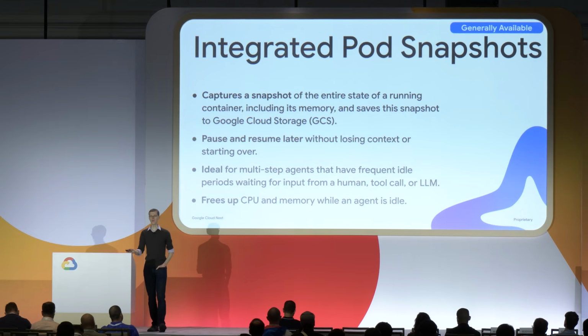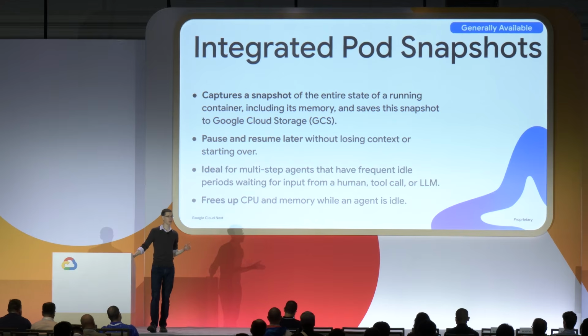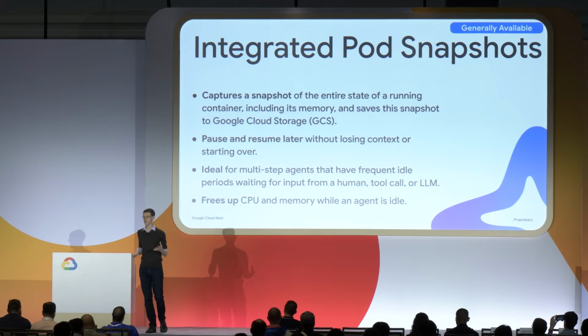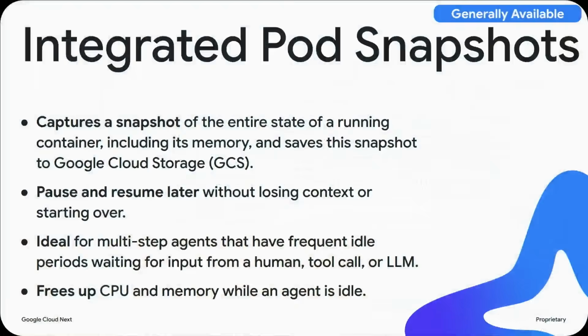And so to solve that problem, we've integrated GKE Agent Sandbox with pod snapshots. And that's generally available today. So the way that this works is you can take a snapshot of the state of the container, of the state of that sandbox. Everything about that sandbox, including memory, for instance, gets serialized, and then written off to Google Cloud Storage.